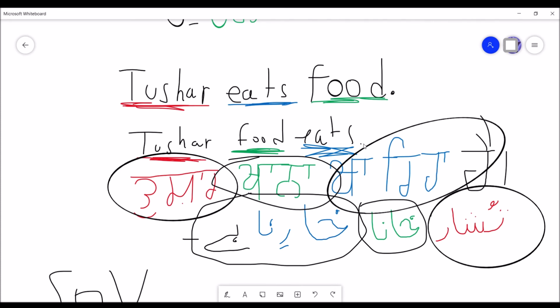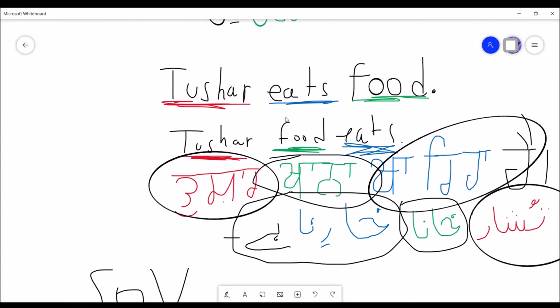If some other guy pointed at me eating food and said, "Tushar, food eats," you would be able to understand, oh yeah, he's eating food. But it sounds weird, right? It sounds strange. It sounds, how you would say in Punjabi, ajeeb, right? So you would want to use the correct structure.